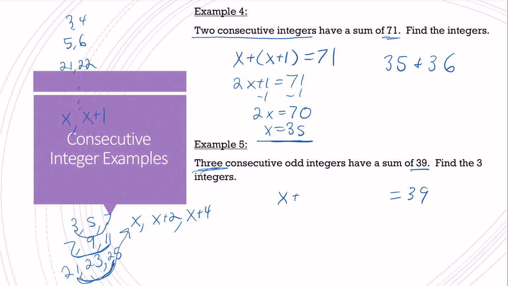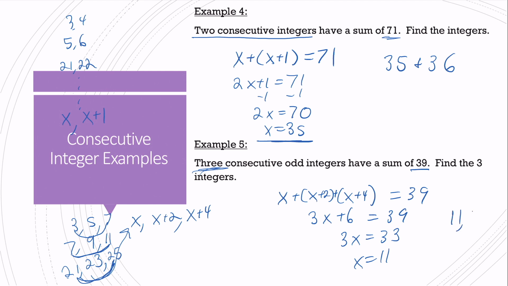I now have my equation in a single variable. I'm going to put a plus there. So I combine like terms. I have 3x plus 6 is 39. 3x equals 33. X equals 11. So my integers would be 11, 13, and 15 that add up to 39.